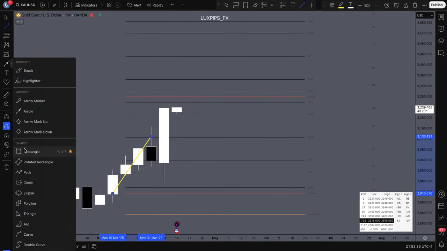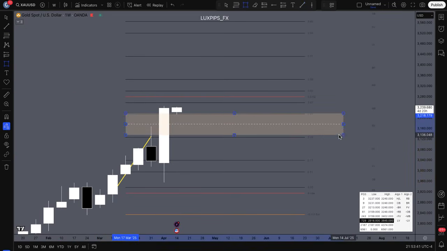Let me highlight that zone. All of this is the breaker zone. You can see price came straight to it right here, and then rejected. Where did it go to next? This FEG zone right here. This candle wicked into it and closed way above, rejecting it.